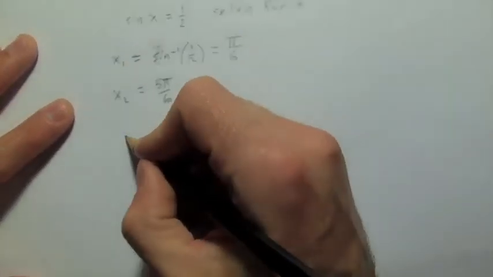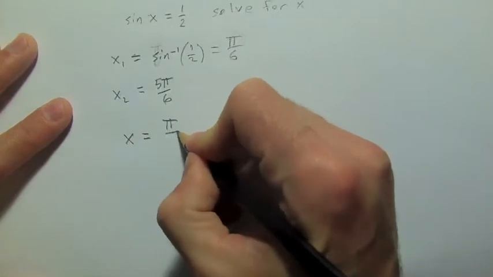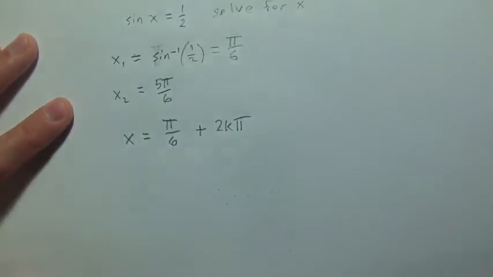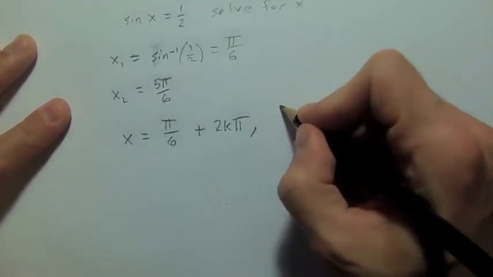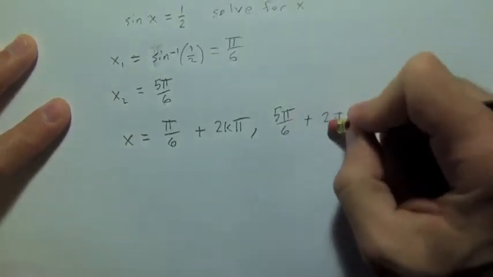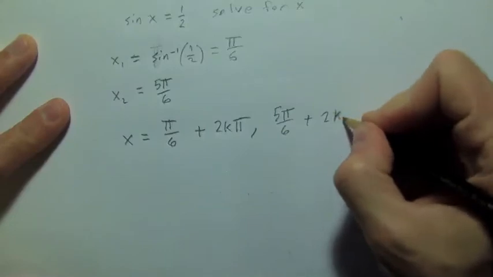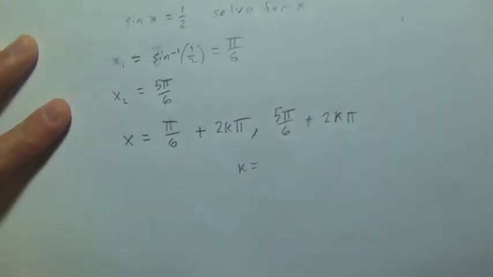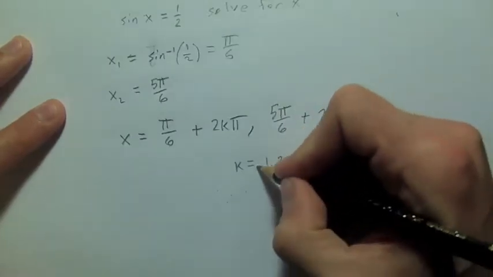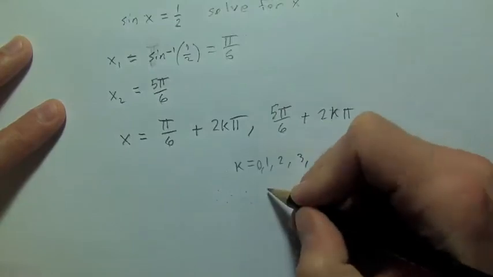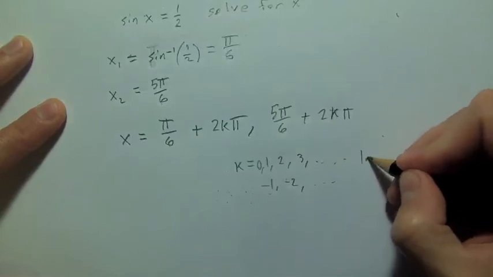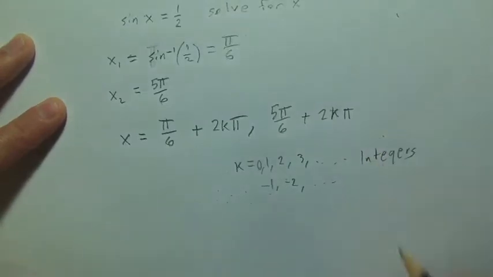and basically just add multiples of 2 pi or subtract multiples of 2 pi. So the actual solution is going to be this pi over 6 plus 2k pi, comma, 5 pi over 6 plus 2k pi. So this is where k is basically 1, 2, 3, actually it could be 0, and also the negatives. It could be -1, -2, and so on.